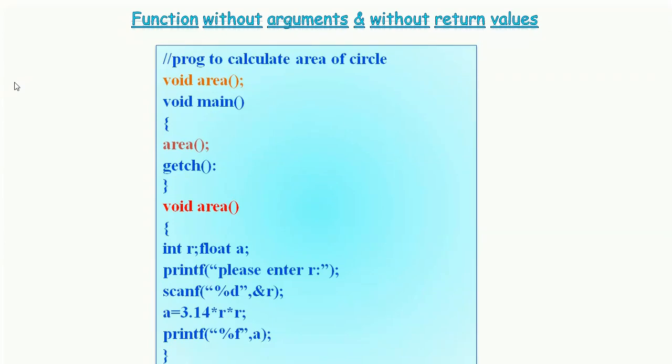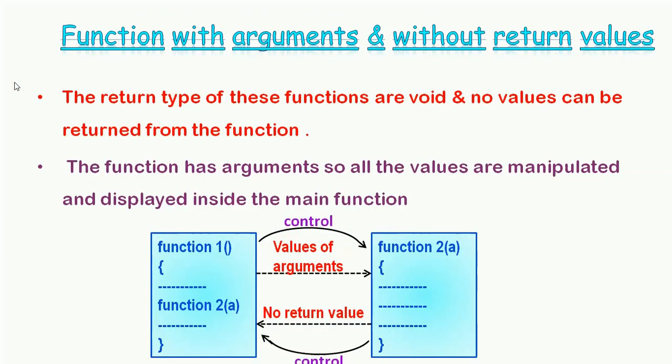When area function is called, the control of program goes to the area function, and the code of area function will execute, and the control of program again returns back to the main function. Now next type of user defined function is function with arguments and without return value.